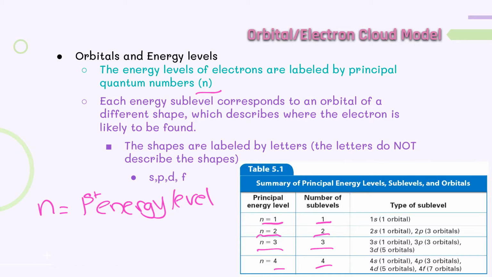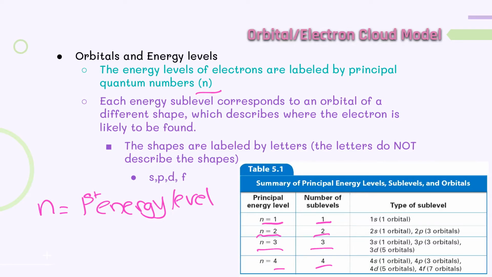Each sublevel has a different shape. The shapes are labeled by letters, but the letter does not describe the shape. So what I mean is the s orbital doesn't look like an S. The f orbital doesn't look like an F. They have specific shapes. They just don't look like the letter they are named for.